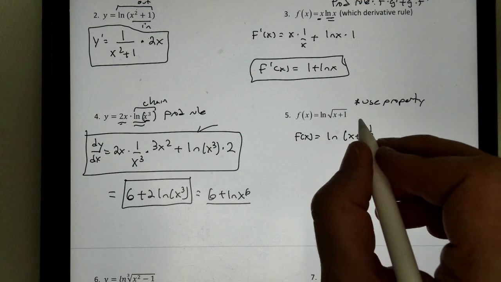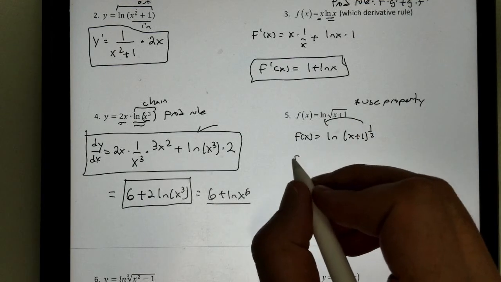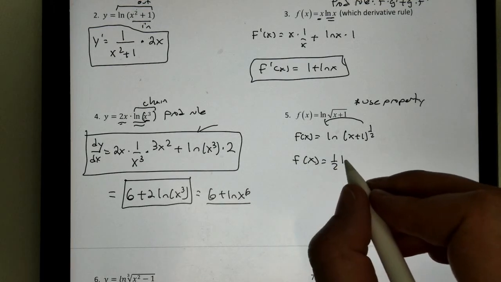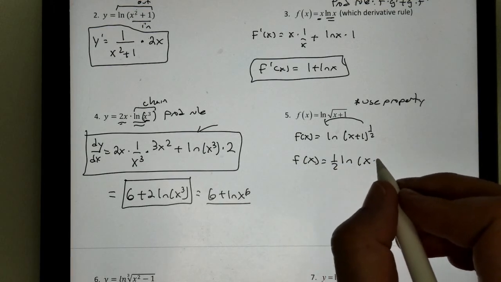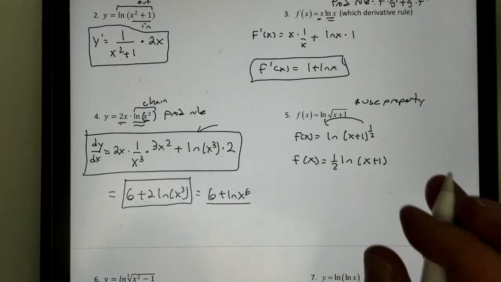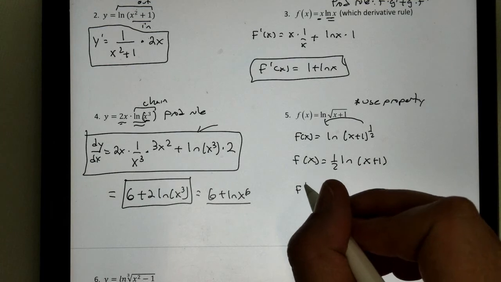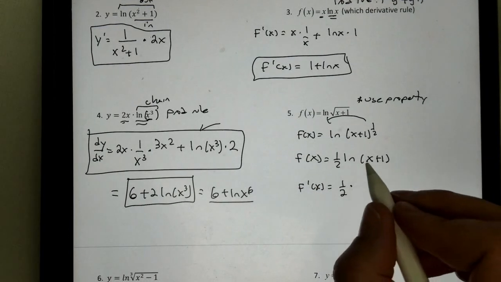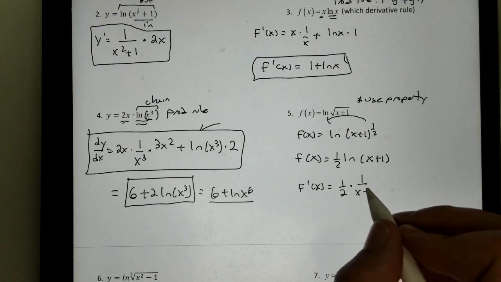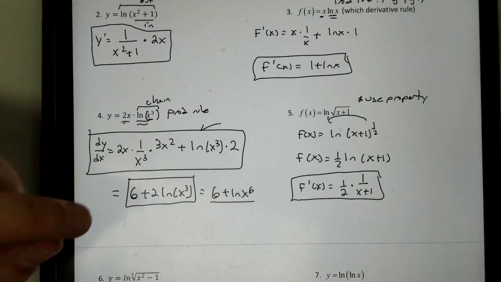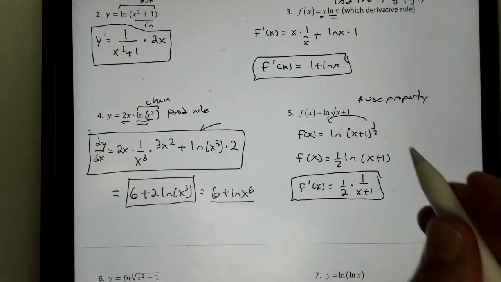The property I'm going to use is my power rule. Now, this is not a derivative. This is just a log. This is just a property of logarithms. I get 1/2 the natural log of x plus 1. And what I like about this is it's going to make it a much nicer derivative to take. We get f prime of x equals 1/2 times, and then the derivative of natural log of x plus 1, well, that's my new rule, 1 over x plus 1. And there's your answer.